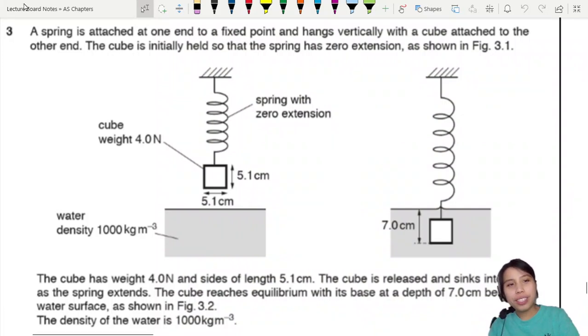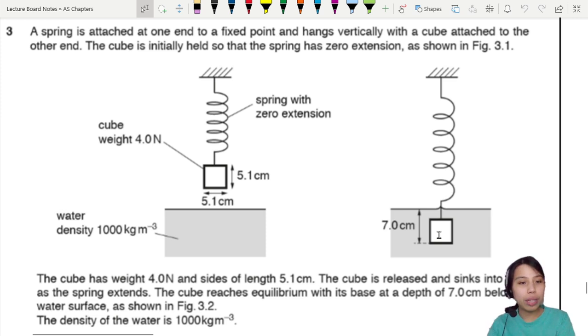In this structured question, a spring is attached to one end and hangs vertically with a cube hanging on the other end. So this is our spring, maybe tied to a ceiling or a scale, but we got a cube. So the cube is initially held so that the spring has 0 extension. So you put some hand underneath the cube so that it does have 0 extension.